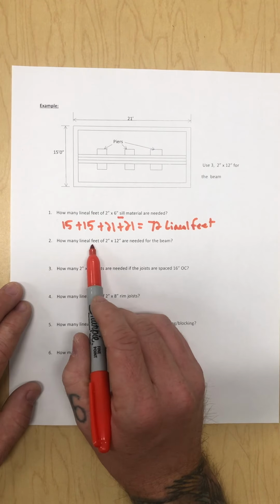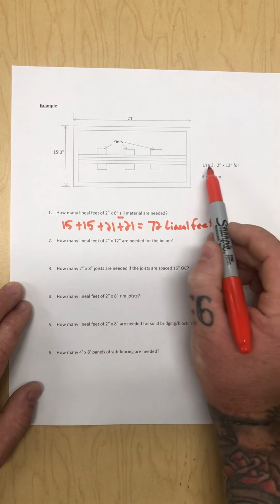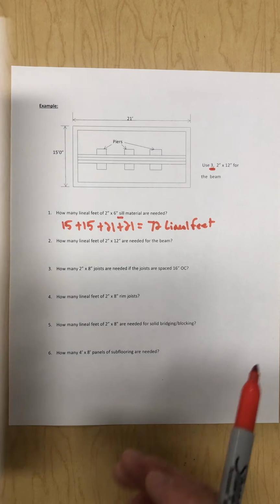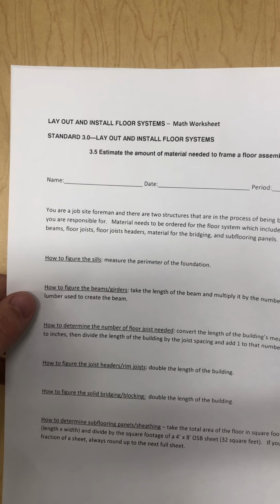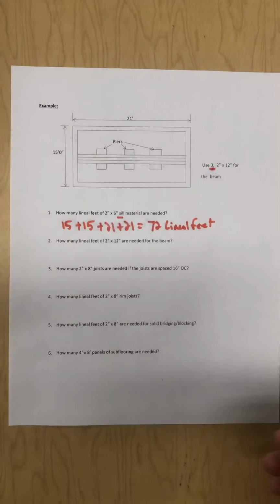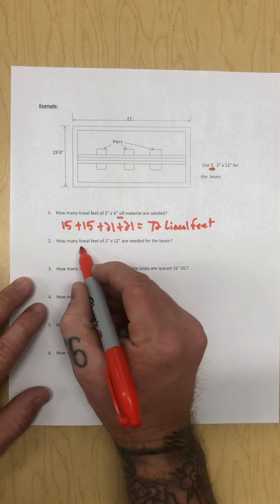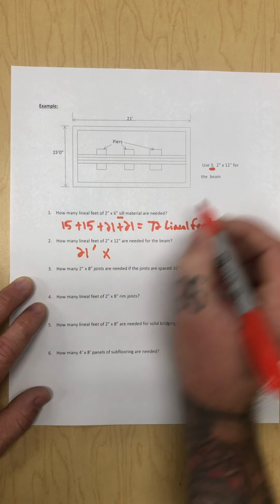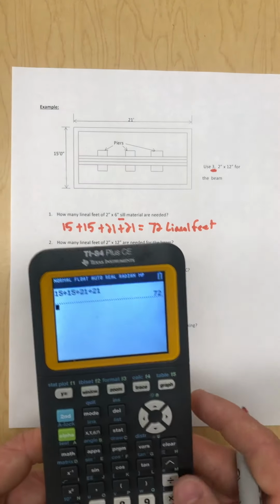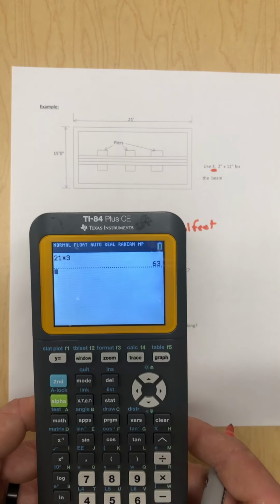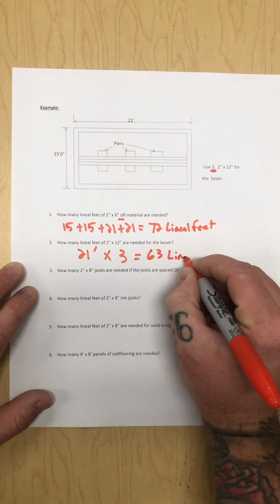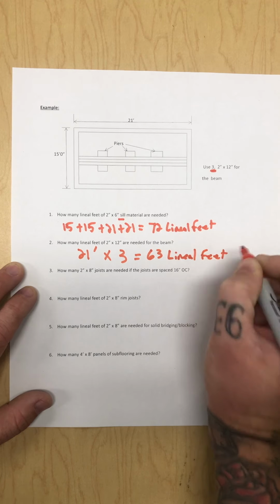Number 2, how many lineal feet of 2x12 are needed for the beam? So remember that we're using 3 2x12s for the beam. So now let's look on our sheet. How to figure the beams and girders. Take the length of the beam and multiply it by the number of pieces to create that beam. Okay, so the length of this beam is 21 feet. And we're going to multiply it by the number of 2x12s used for the beam. And that's going to give us our lineal feet. So 21 times 3 is 63. So we need 63 lineal feet of 2x12 for the beam.